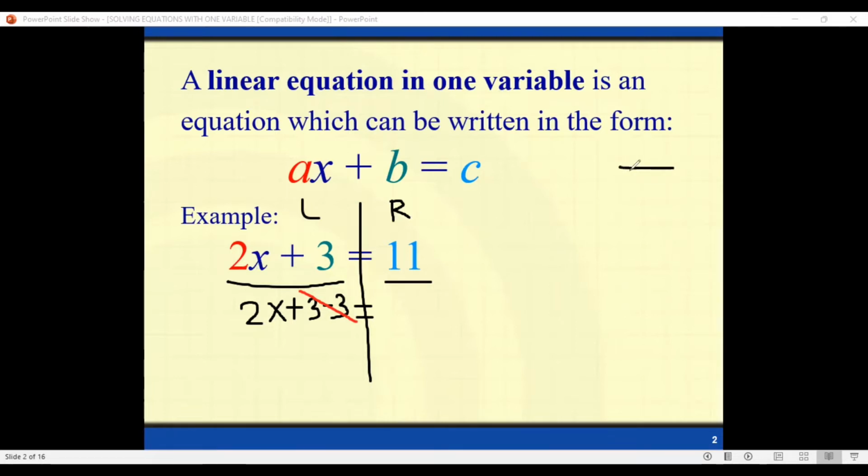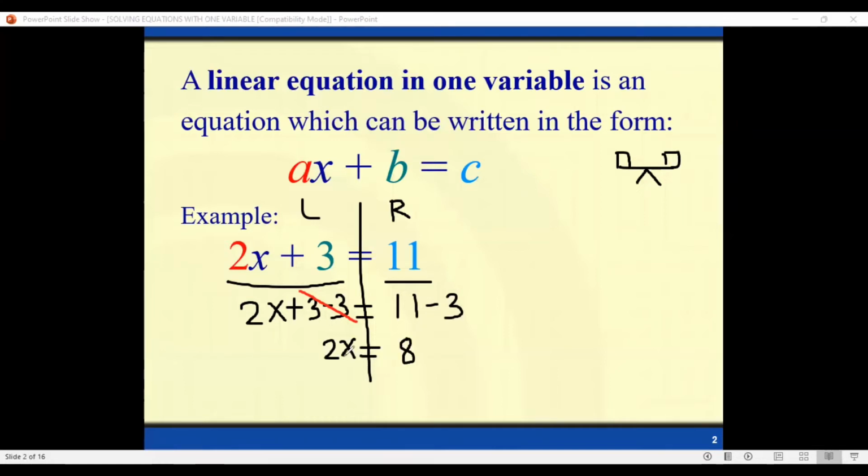It's like when you have a scale or a seesaw. The weight on this side should be equal to the other side, so that there is balance. Since we subtracted 3 on this side, it has to be done on the other side of the equation also. So there is minus 3 on the other side. Again, we now have 2x, because the 3 is now equivalent to 0, so 2x is equal to simply 11 minus 3, and the answer we get is 8.